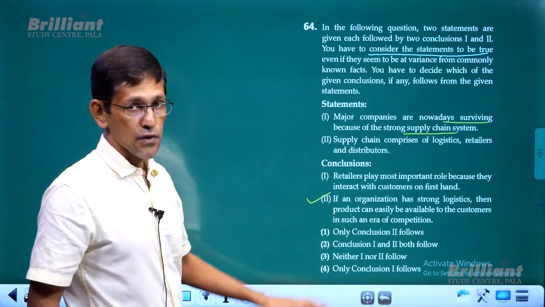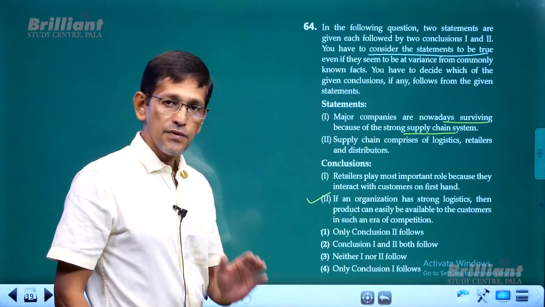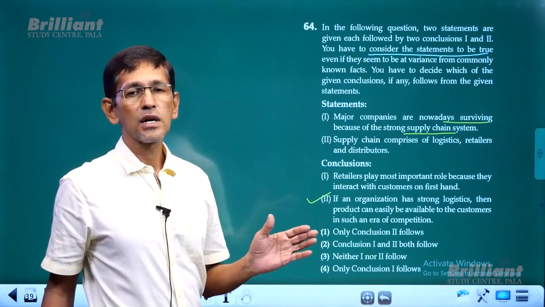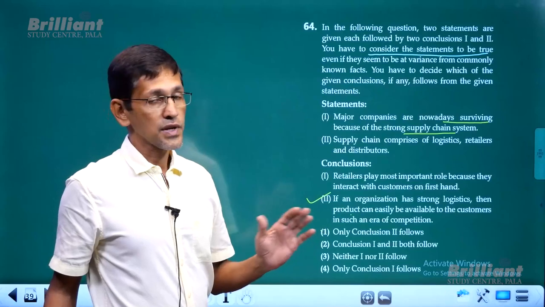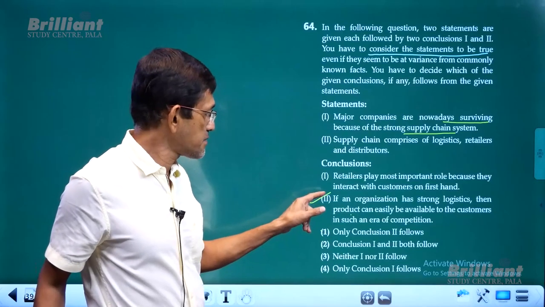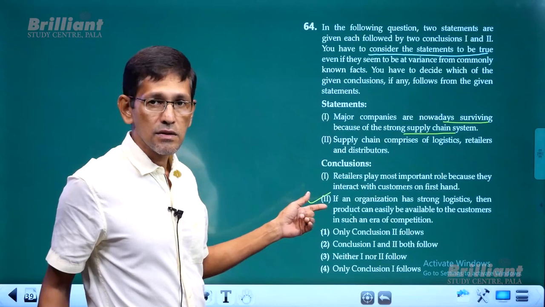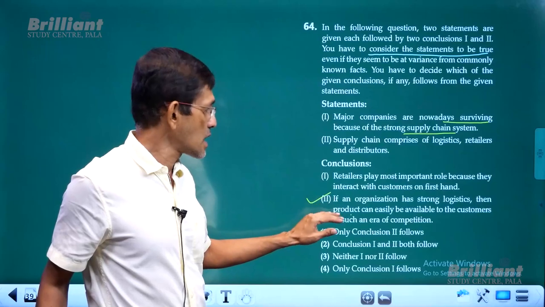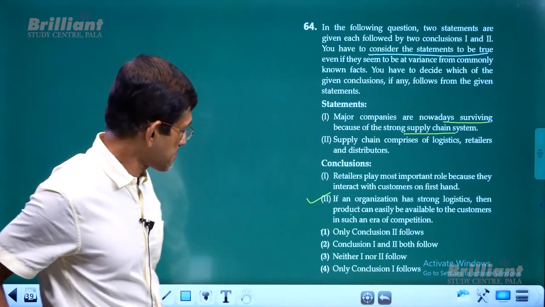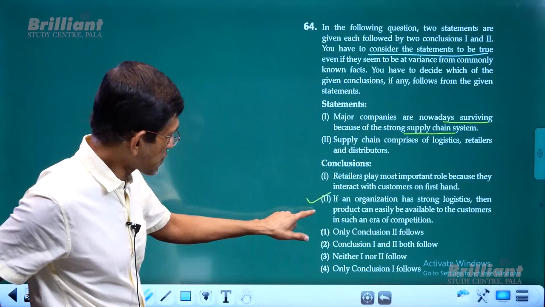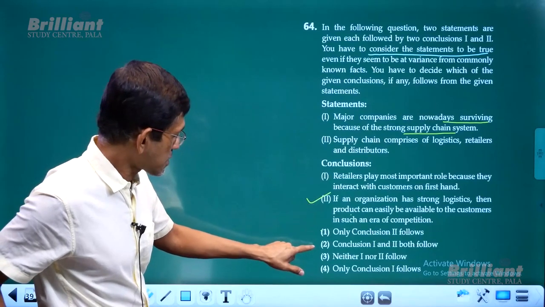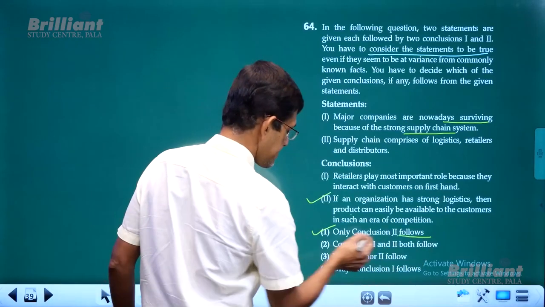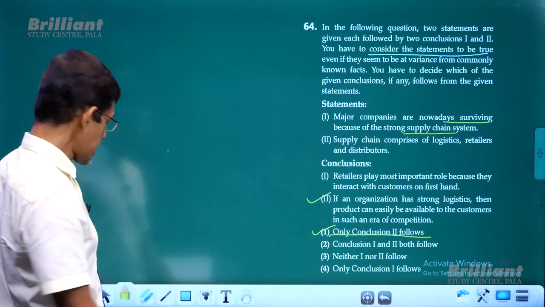First one, doubtful. We are not 100% sure. If we are not 100% sure about the statement, we cannot say that the conclusion follows. We cannot really say that. So the first conclusion doesn't follow the statement, and the second conclusion follows the statement. That's what it is. All right, so the answer is what? Only two follows. The first answer choice, only two follows. That's the answer. Right, next one.